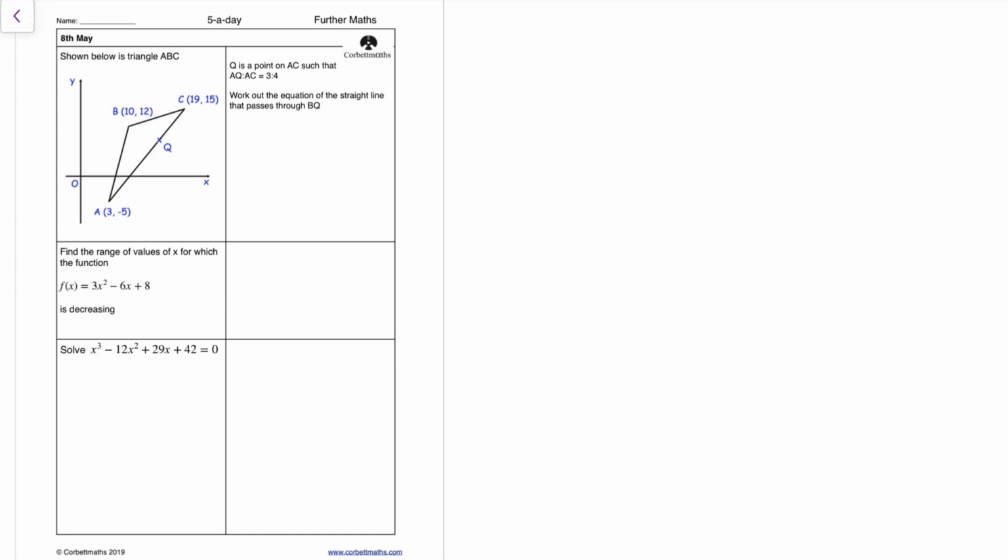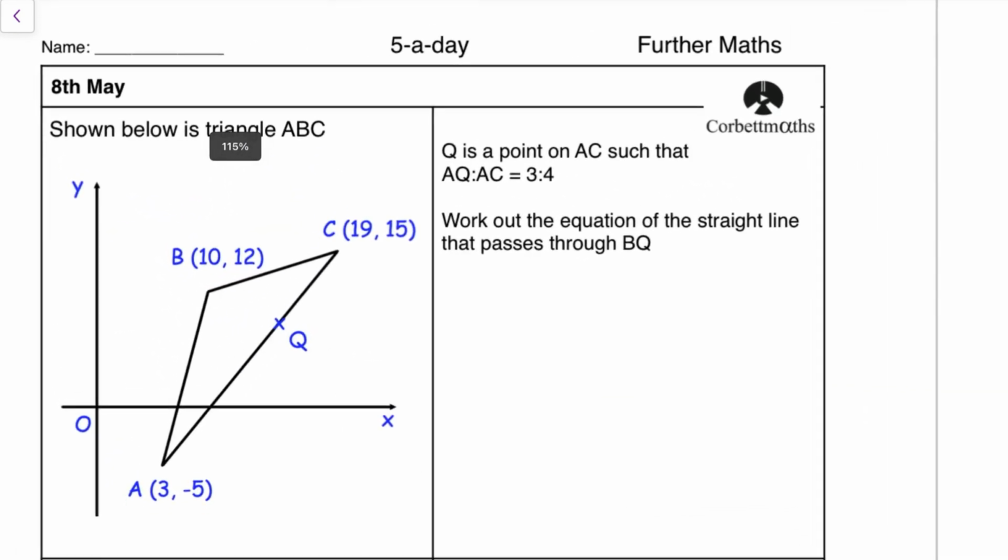Now, I don't look at these questions before I do them, but I can see a big triangle in front of me, so I'm wondering where this is going. So let's just zoom in and have a look.